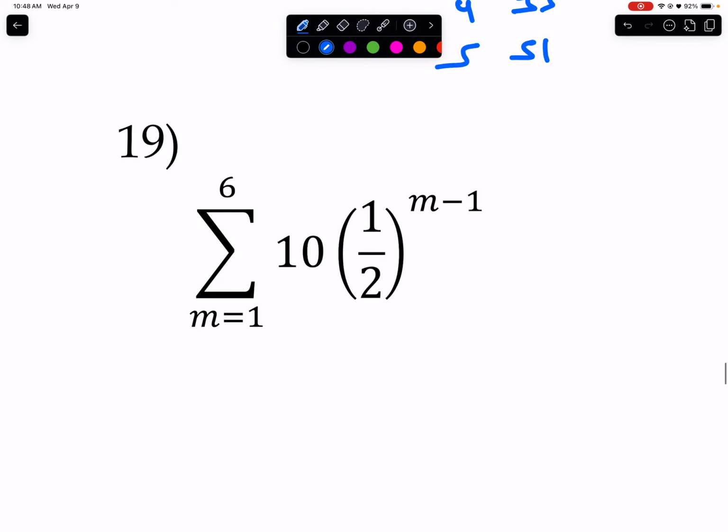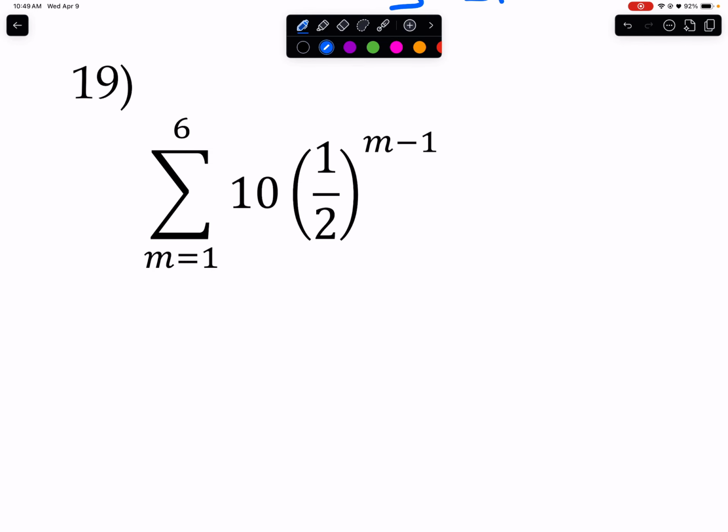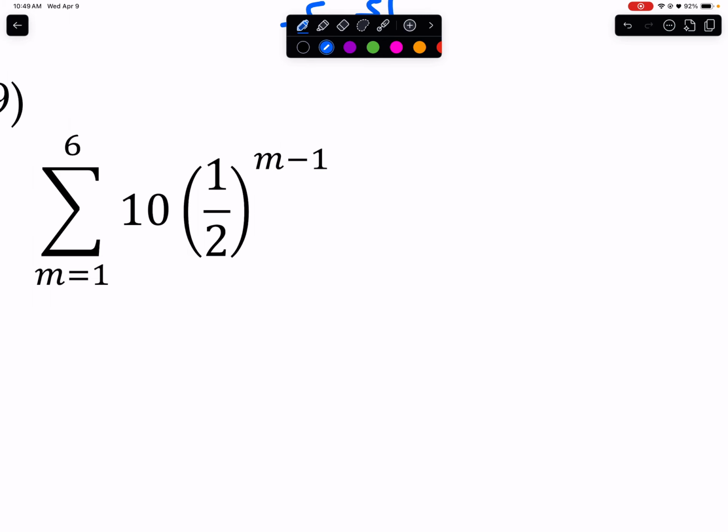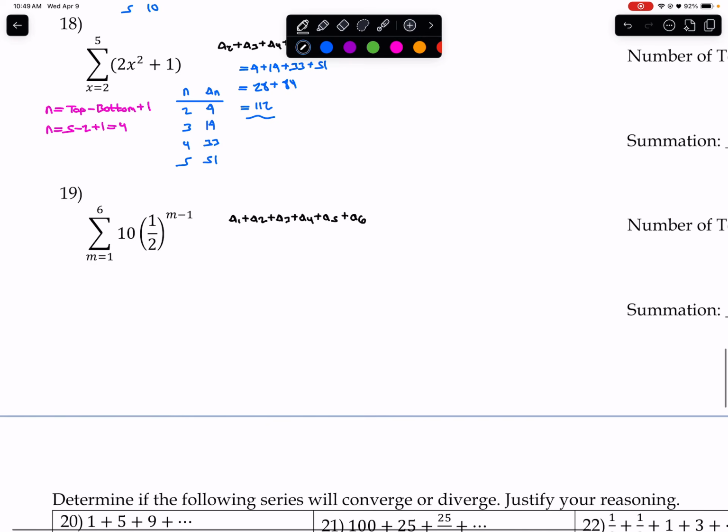Now, number 19 down here. So same idea. We're still going to be evaluating a partial series, or a finite series, rather, not really partial. Partial is another way that you could really say it, I guess. So we're looking at a geometric series now. So I want to find from 1 to 6. So I'm going to do a sub 1 plus a sub 2 plus a sub 3 plus a sub 4 plus a sub 5 plus a sub 6. So we're going to have 6 total terms.